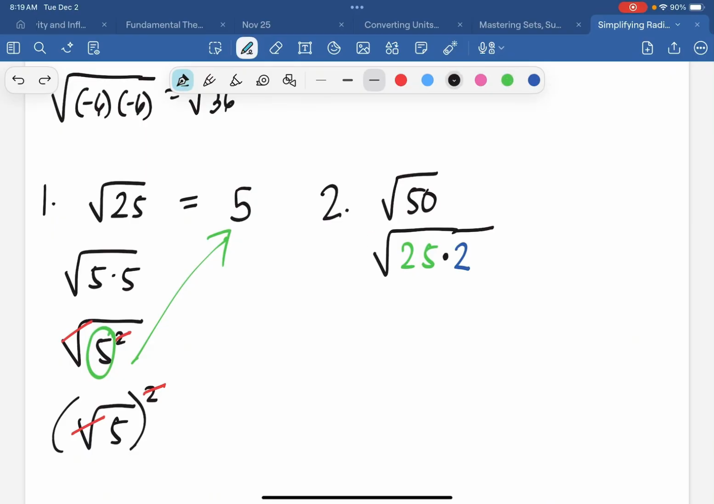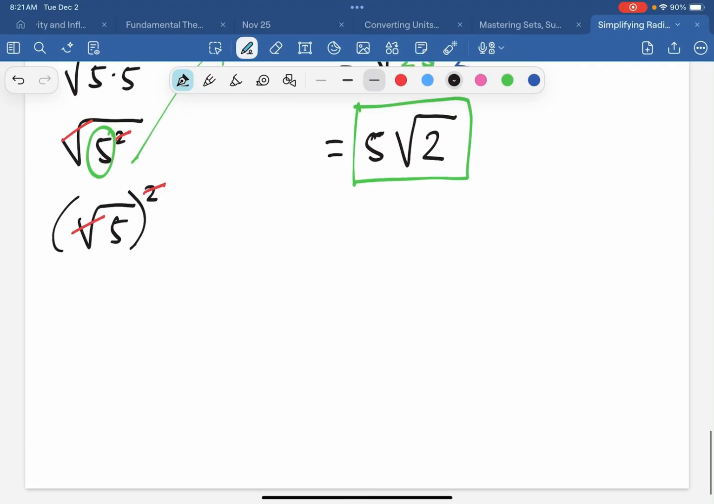Now, the square root of 25, for all we know, we're just going to take account of the principal root. So as we extract 25, the answer is 5. And since 2 here is not a perfect square, that means it should remain inside the radical. So the answer for this one is 5 square root of 2. Okay, so the square root of 50 is 5 square root of 2, and I hope that's clear.